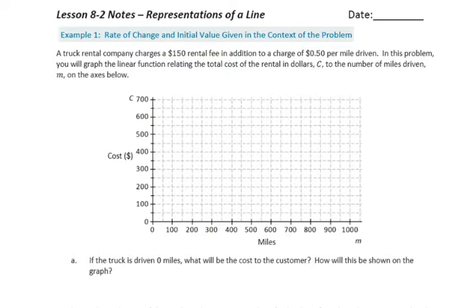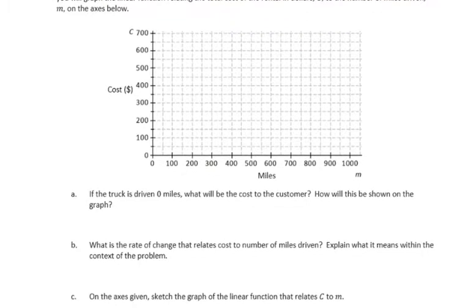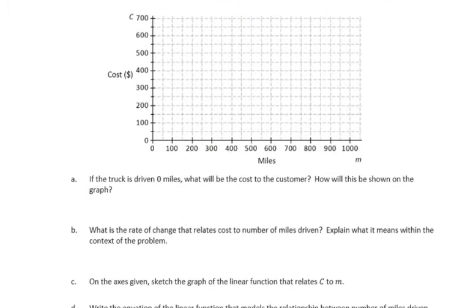So it says that a truck rental company charges a $150 rental fee in addition to charging 50 cents per mile driven. In this problem, you'll graph the linear function relating the total cost of the rental in dollars to the number of miles on the axis below. Question A says, if the truck is driven 0 miles, what will be the cost to the customer? If they don't drive any miles, they still have to pay the rental fee. In this case, the rental fee is $150.